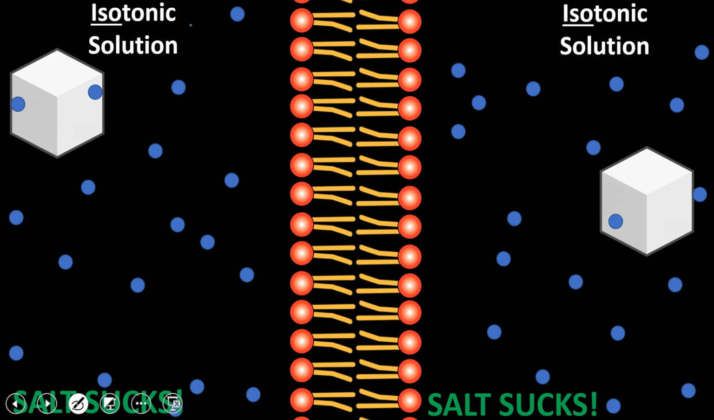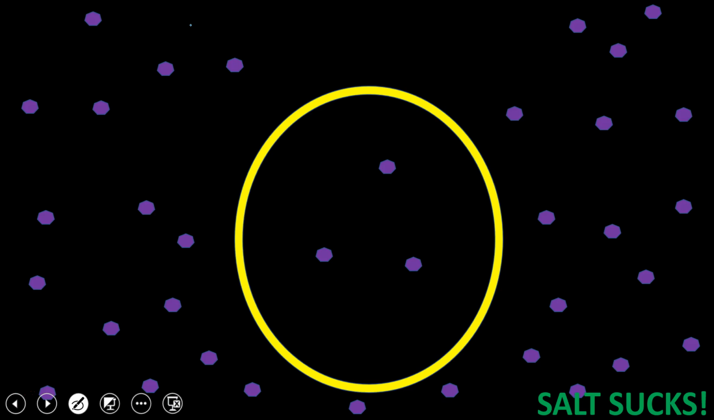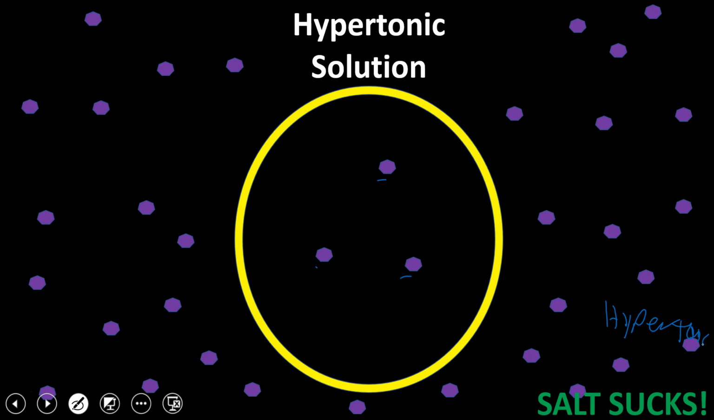Okay, let me show you guys a better animation that'll give you a better idea in your head of how this affects a cell. Let's say this is our cell. Inside of this cell, we have, 1, 2, 3 salt molecules. Outside, we have several. So this right here is a hypertonic solution. Hypertonic, okay? Remember, salt sucks. So water is going to be attracted out of that cell. And now what's going to happen to that cell when water leaves? That cell is actually going to shrink in size.